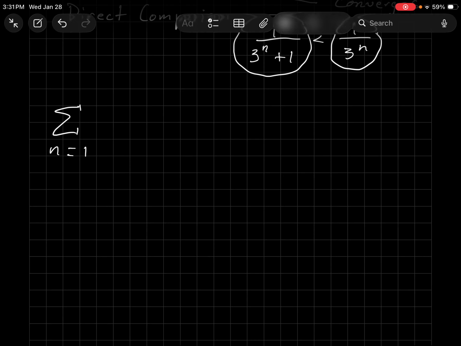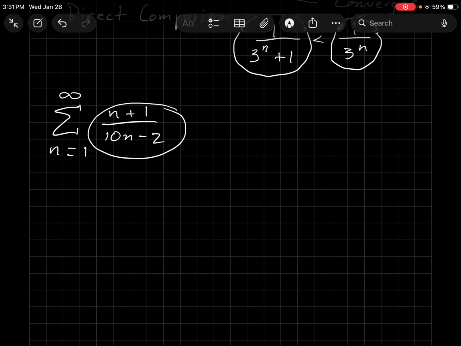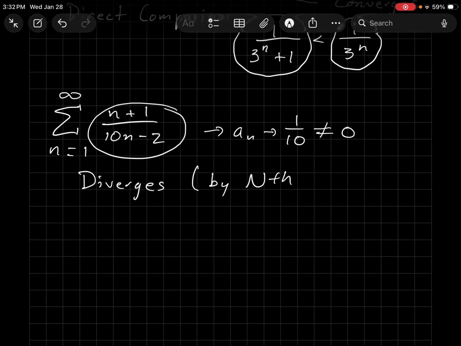Now let's look at the sum from n equals 1 to infinity of n plus 1 over 10n minus 2. I'm going to look at my sequence part really quickly. I recognize that my sequence, I'll call it a sub n, goes to 1/10 as n goes to infinity, which is not 0. So without any more work, I know that this series diverges by the nth term test.